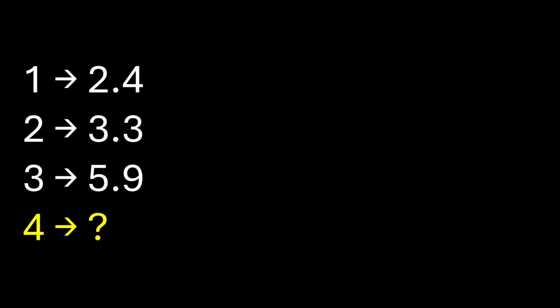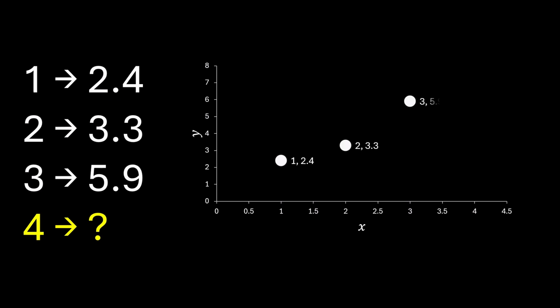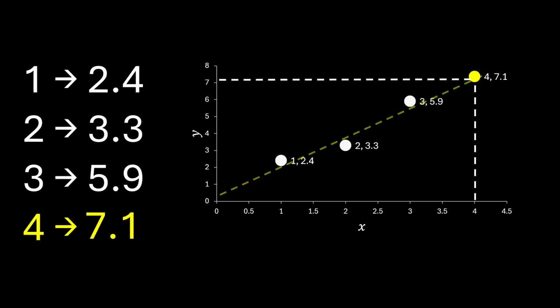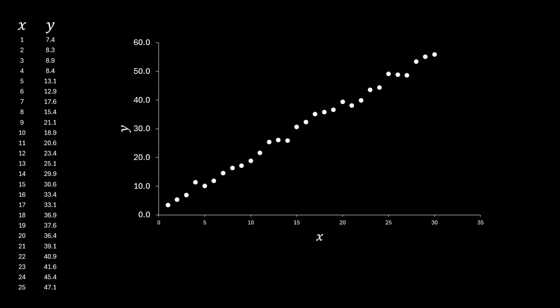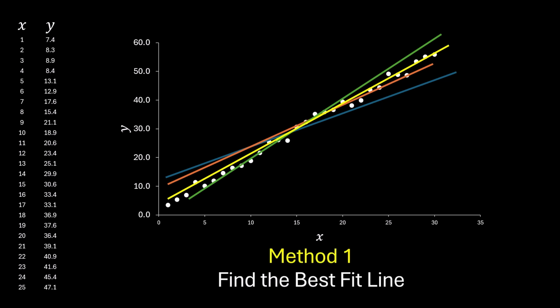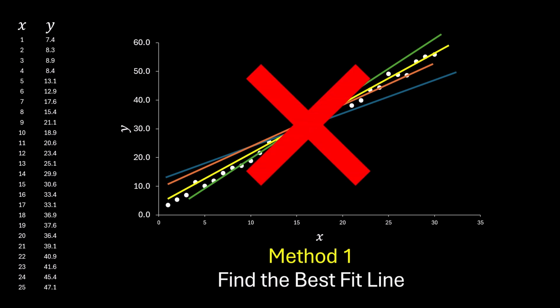So let's use the yellow line solution to predict the value for number 4. We get the predicted value of 7.1. But imagine if we had hundreds or thousands of data points. Plotting lines manually, calculating the mean squared errors for each line, and using the first method, find the best fit line, is actually impractical.